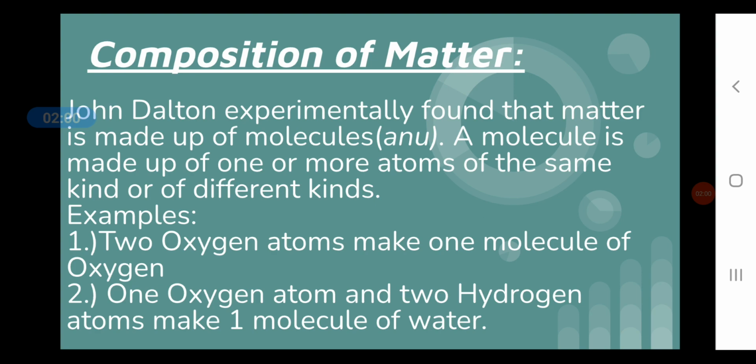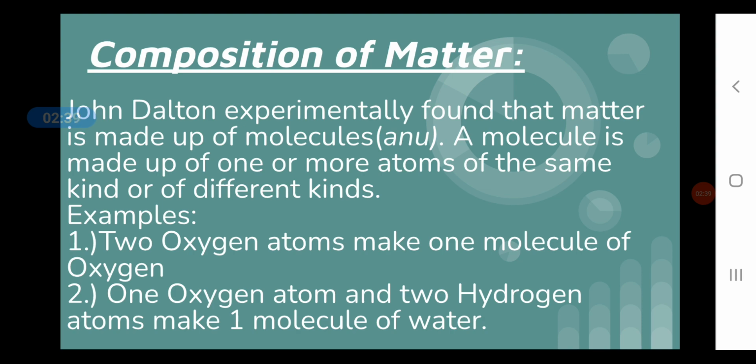Now, why molecules? Since the atoms cannot exist freely, they pair up either with their own atom or with the atom of some other substance and form a molecule. So, a molecule is made up of one or more atoms, maybe of the same kind or maybe of different kinds. See the example over here. Two oxygen atoms make one molecule of oxygen. That is, one atom of oxygen and another atom of oxygen together pair and form one molecule of oxygen.